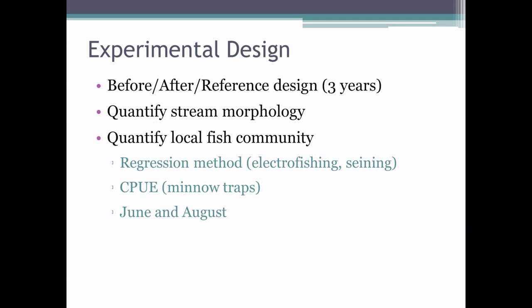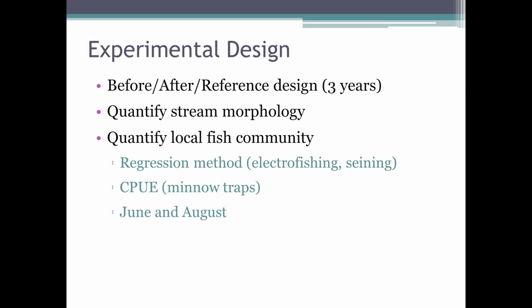Within each site, we did visual assessments on the whole system, but we looked at two riffles and two pools in particular. So we had a total of four pools in the whole system and four riffles that we monitored more closely. And those were chosen to be representative of the habitat types that we were seeing along the whole reach.